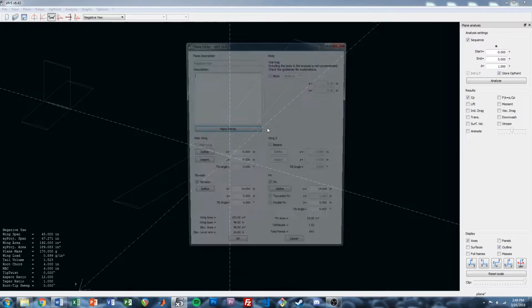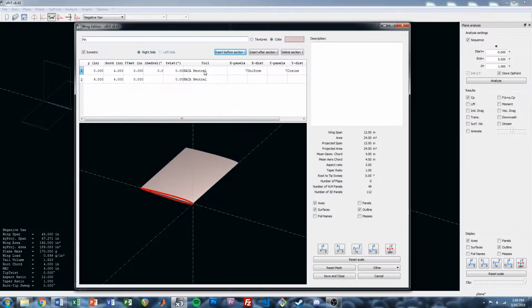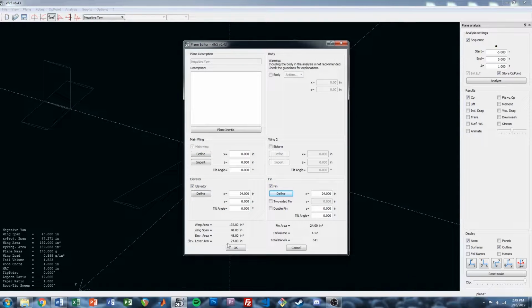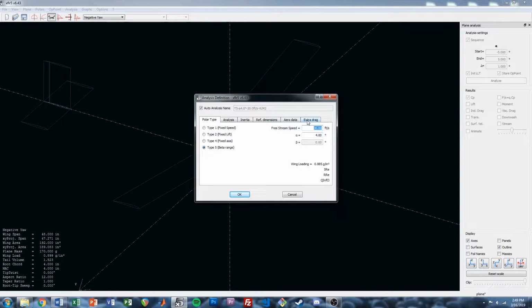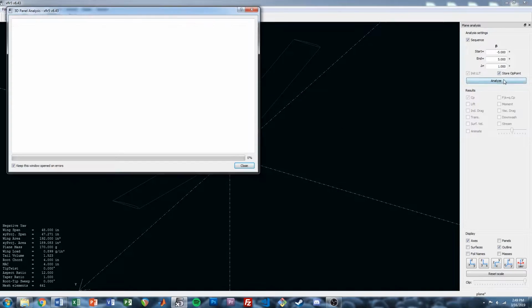And then we're going to edit the plane, edit the fin, and I'm going to change it to the up version. Save that. All right, so now we have the trailing edge to the right. And then we can run our same stability analysis, define an analysis. Everything stays the same. Hit OK.